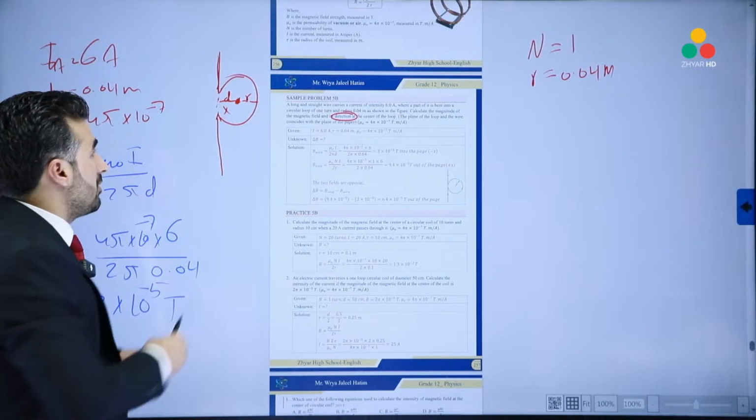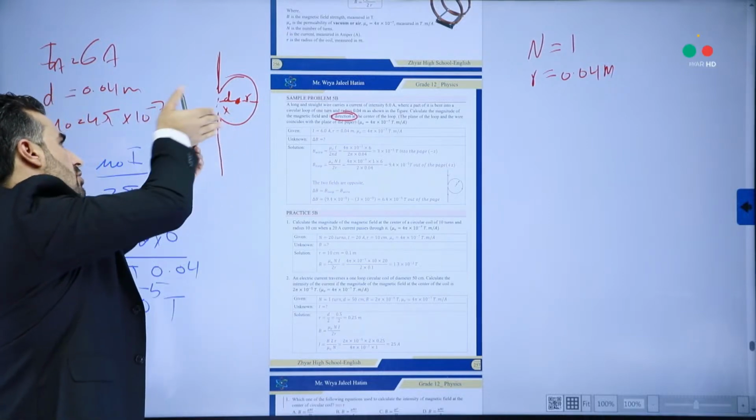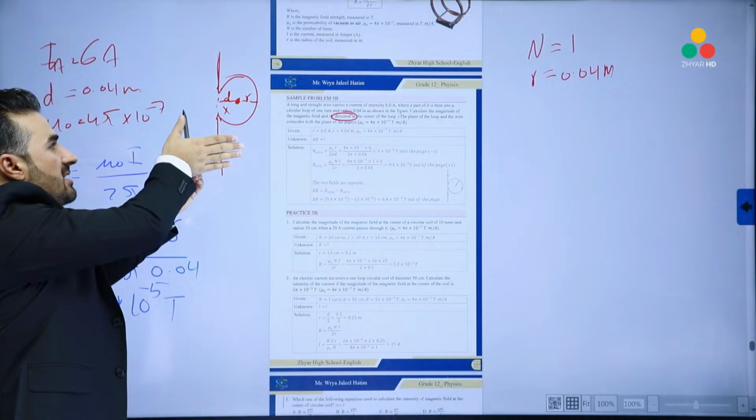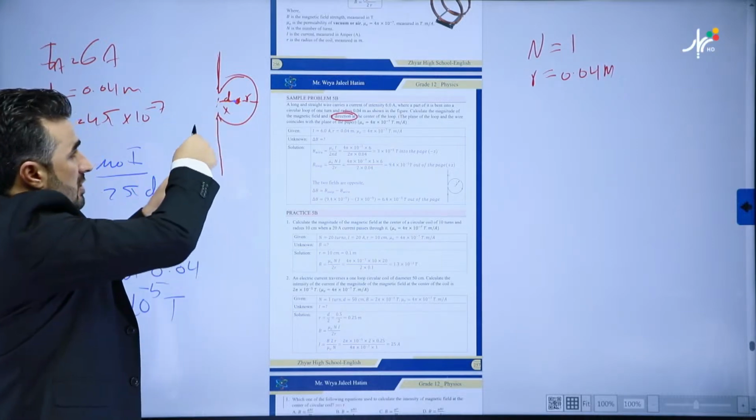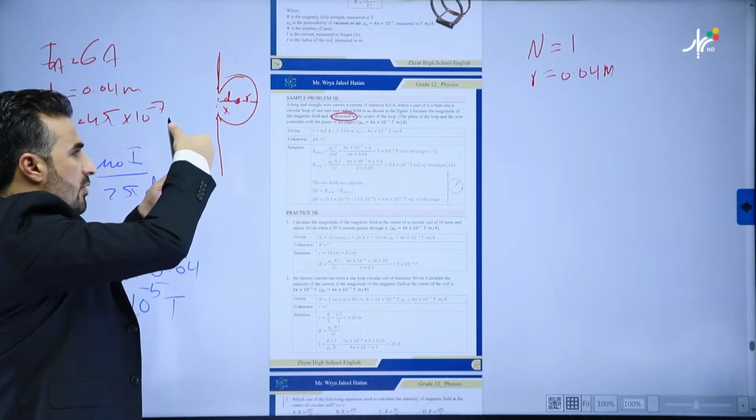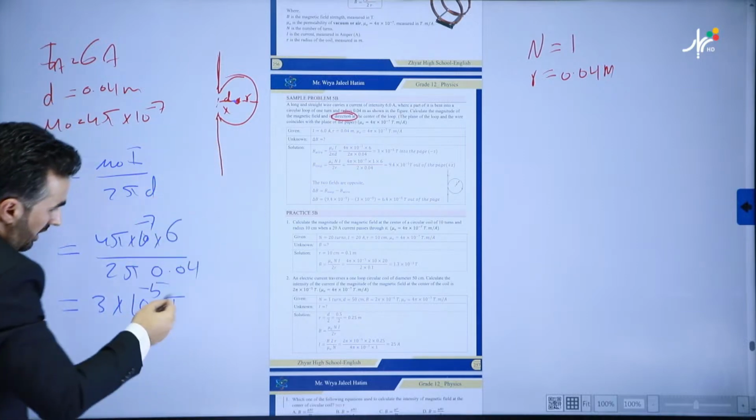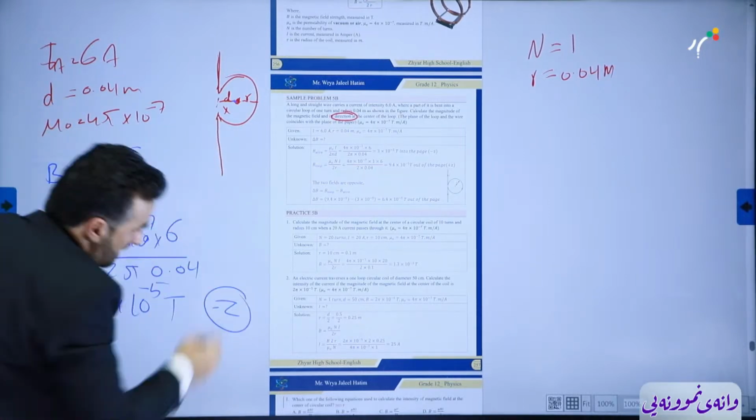What about the direction? Remember, if that is the direction of the current, it is going into the page. You can use a point right at this point here, so at this point the field is going to be into the page. Into the page is basically going to be Z negative.